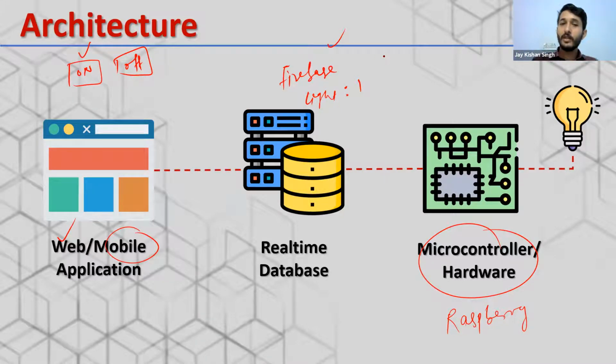This is my first responsibility, because this web browser is my client, and I'm sending data from my web browser to the Firebase real-time database. So the moment I am pressing on, I want to see 1 right there, and the moment I am pressing off, I should see 0 there. So this is my first responsibility.